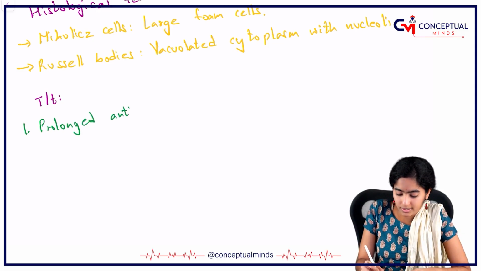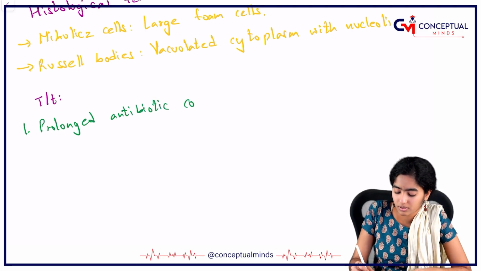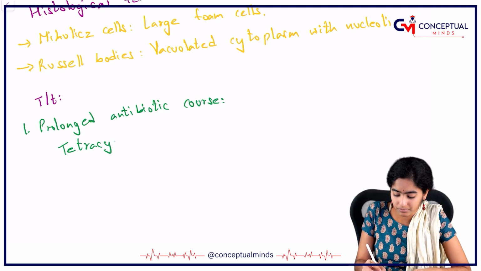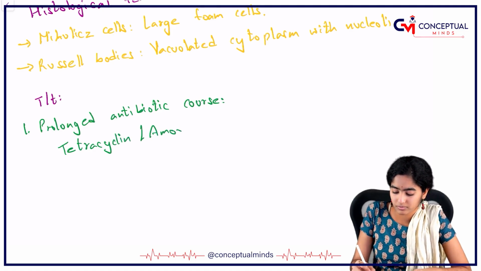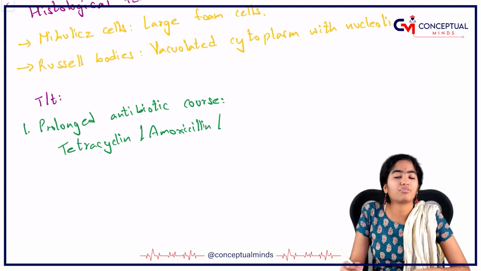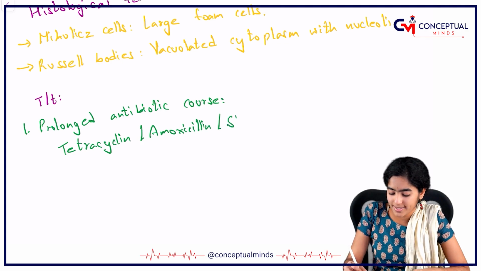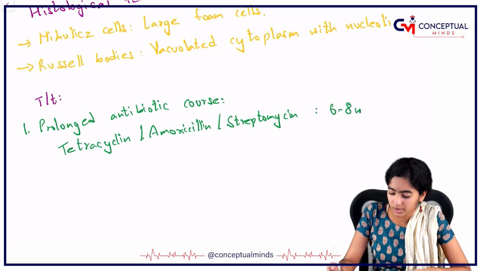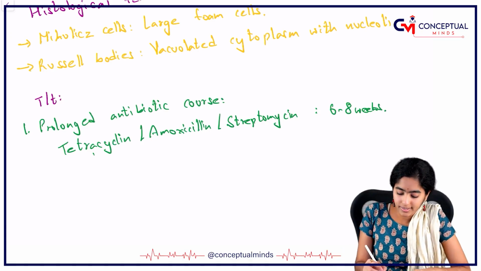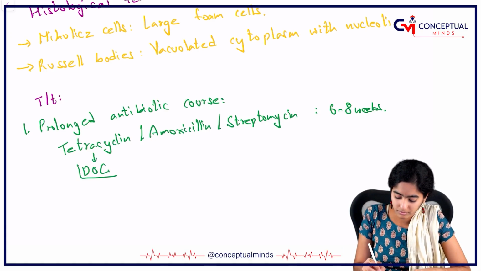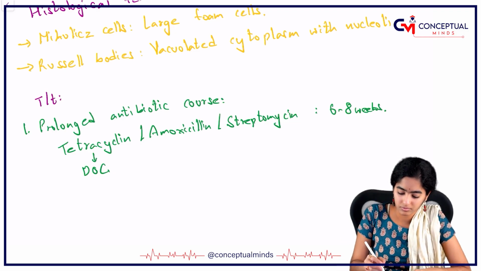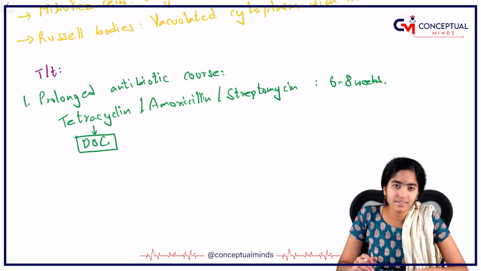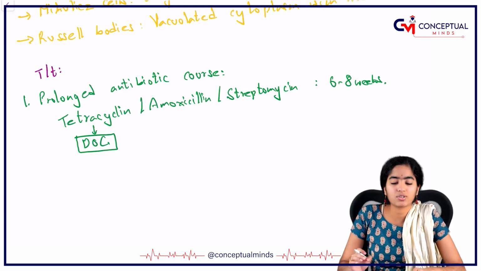Some of them are tetracycline, or amoxicillin or streptomycin, all of them can be used. They are used usually for a period of 6 weeks to 8 weeks. This is very important. Tetracycline is the drug of choice. And in some cases, even ciprofloxacin and rifampicin have been used if it is resistant to tetracycline.